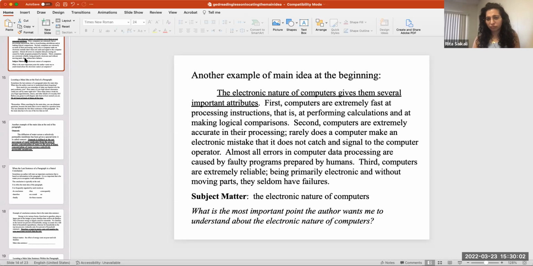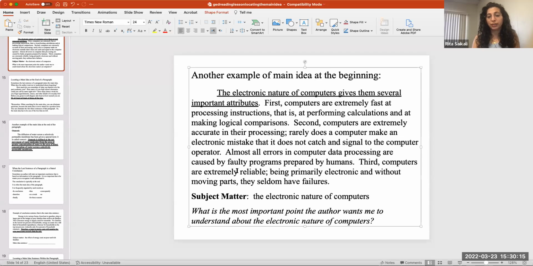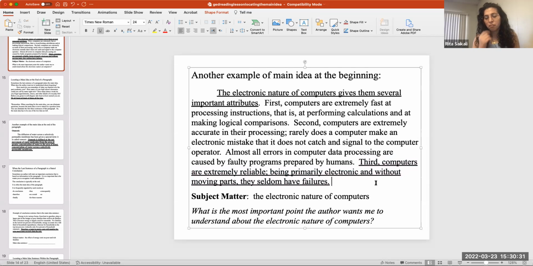Back to this one. Our first sentence says the electronic nature of computers gives them several important attributes, right? Our last sentence says they are extremely reliable, being primarily electronic without moving parts, they seldom have failures, okay? So let's compare the two. The electronic nature of computers gives them several important attributes, right? Because they are electronic, they are important. That's what it's saying.